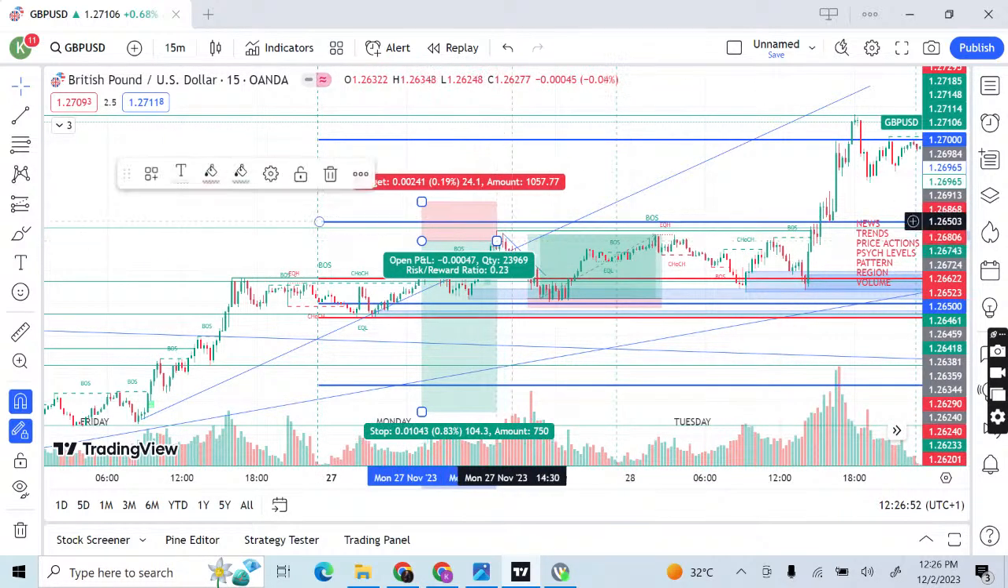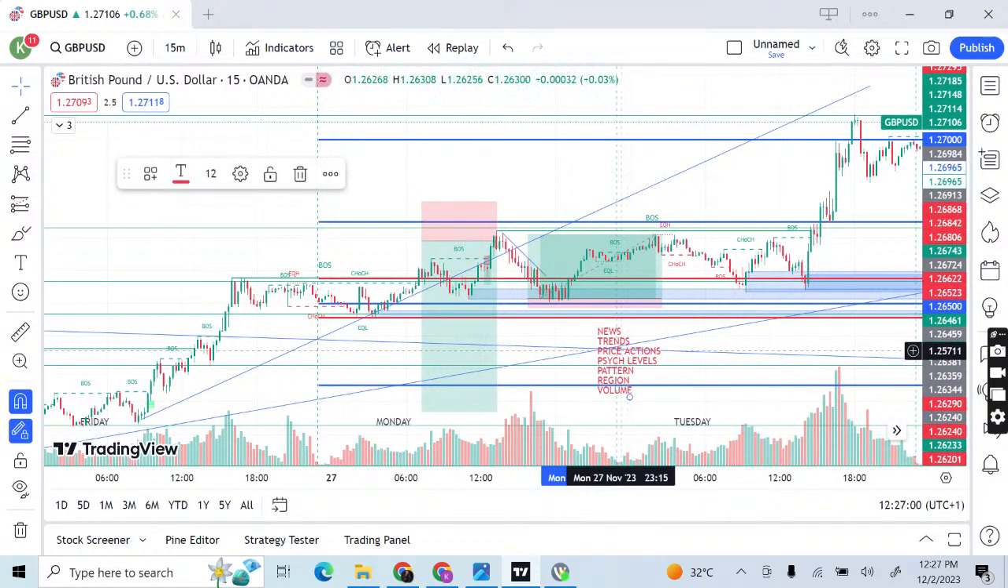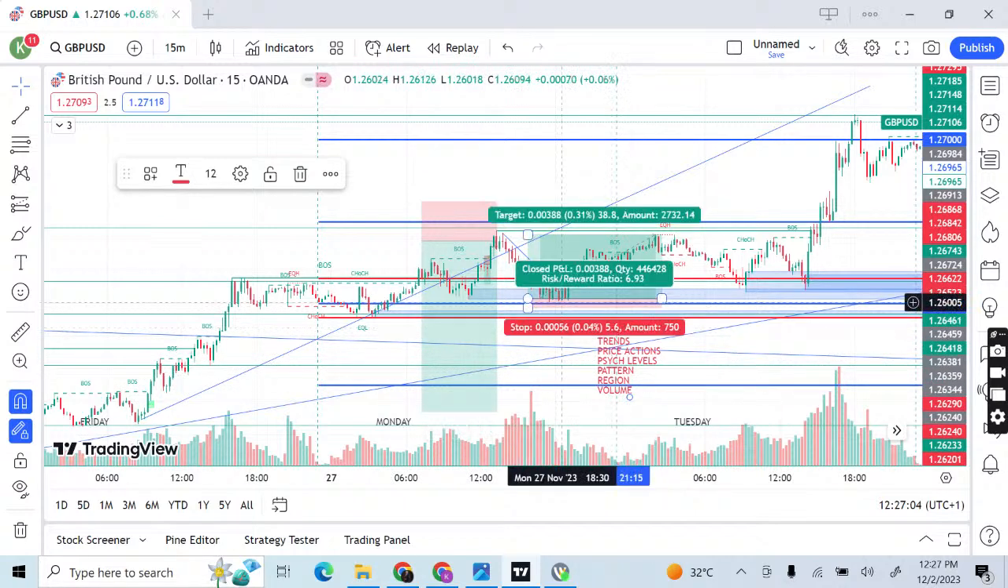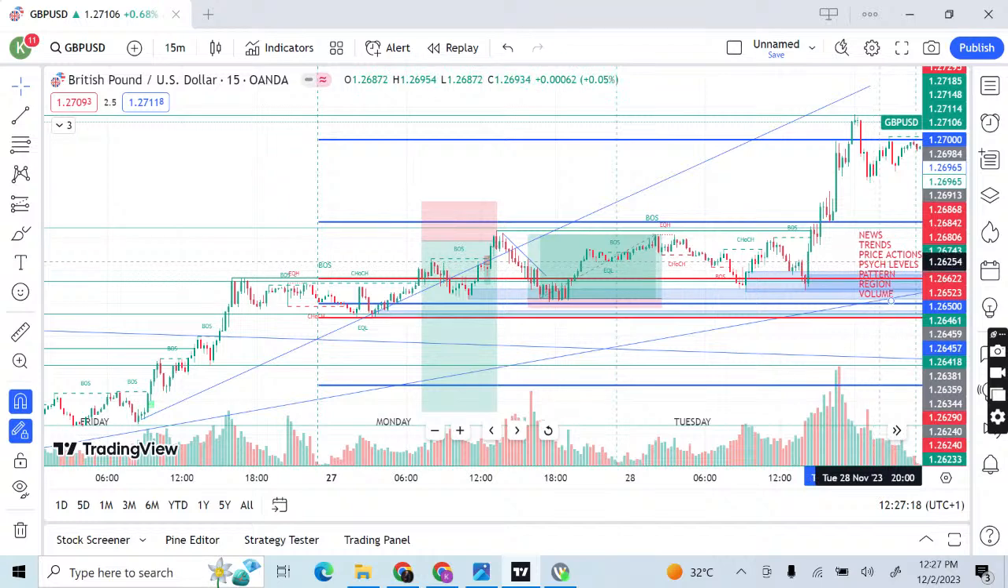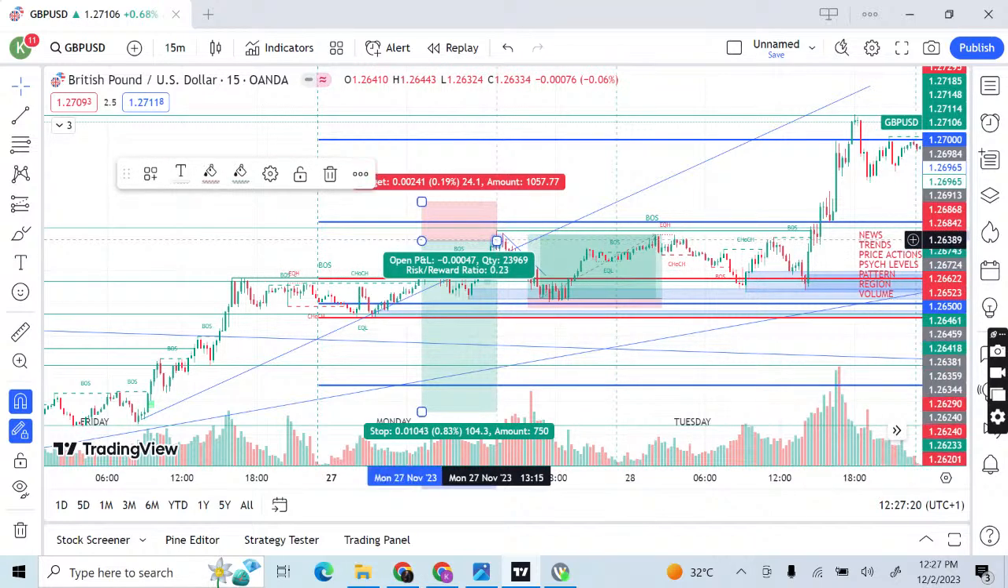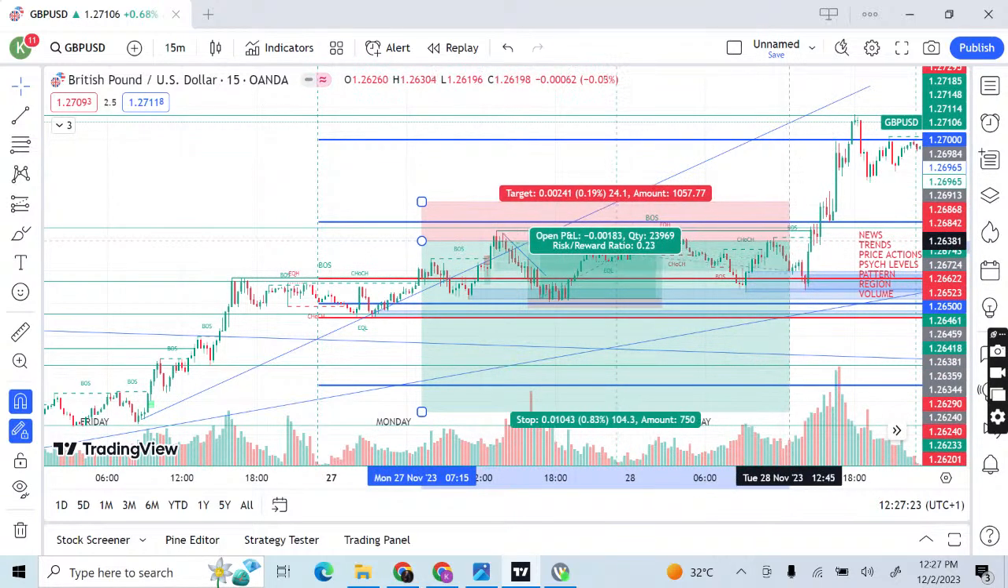So we took this entry on Monday. You could see it's a very clean entry. Using our factors, we looked at news, trend, price action, cycle levels, pattern, region, volume before we were able to ascertain that this was a good place for liquidity, and we bought from here and price went to hit our take profit with just a small 2 stop loss that we applied. We were able to get that big move. It was after which we were able to spot this trend that ended at this point.